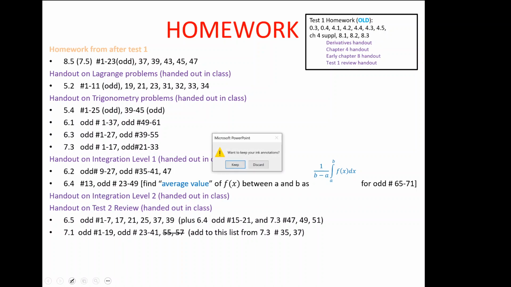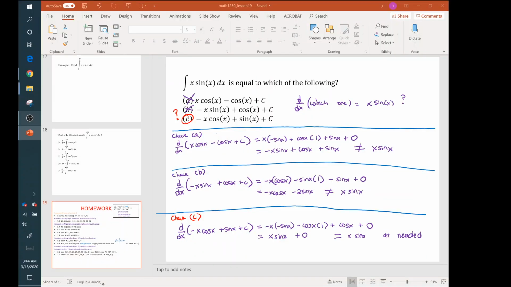There will also be a worksheet posted that will contain problems from 7.1, so look forward to that. Next video will be on section 7.6, which is improper integrals.